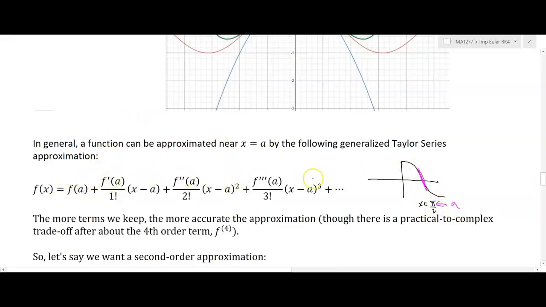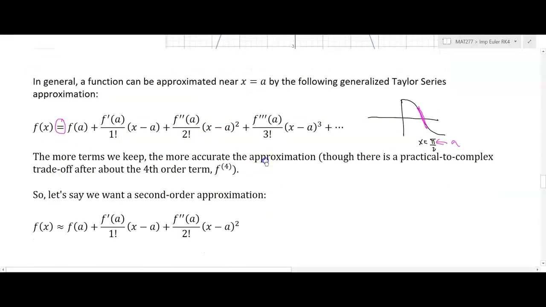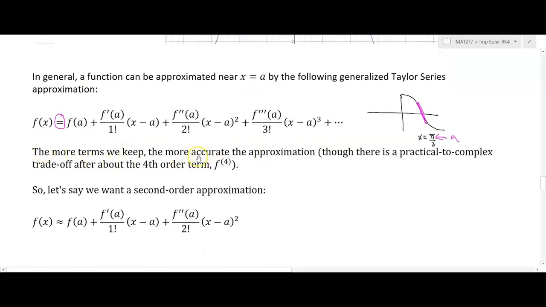Okay, so you can see how this pieces together, and this just says plus dot dot dot. And the reason for that is because the only way to get these to be exactly the same is by having infinitely many terms. We're, of course, not going to keep infinitely many of them because that's no more practical than trying to use a complicated function. The more terms we keep, the more accurate the approximation, though there is a practical trade-off after about the fourth order term. Now, we don't do f prime, prime, prime, prime. We usually just say f with a 4 in parentheses, so it doesn't look like f to the fourth power. That's the fourth derivative.